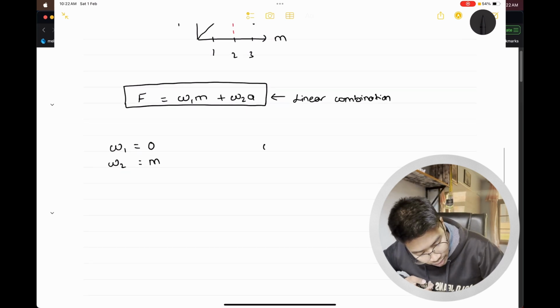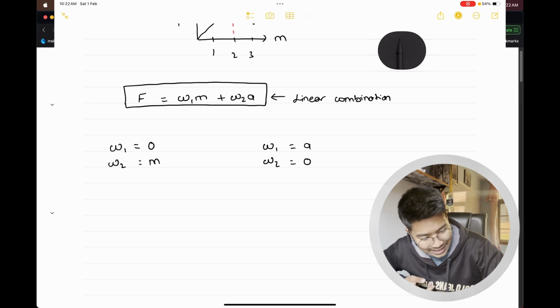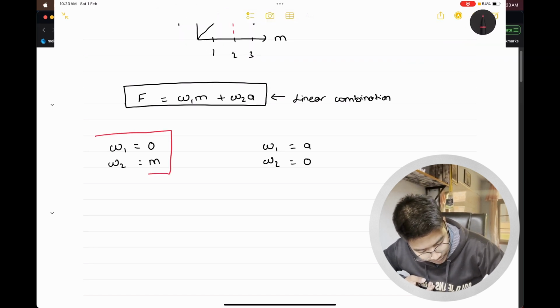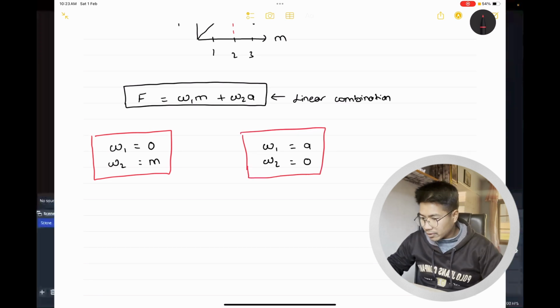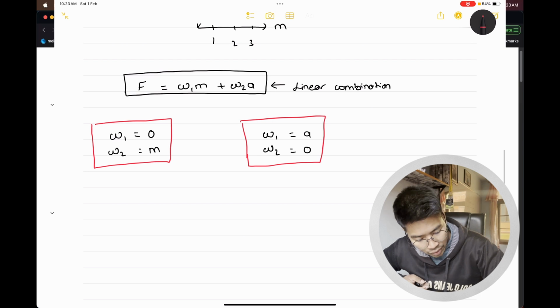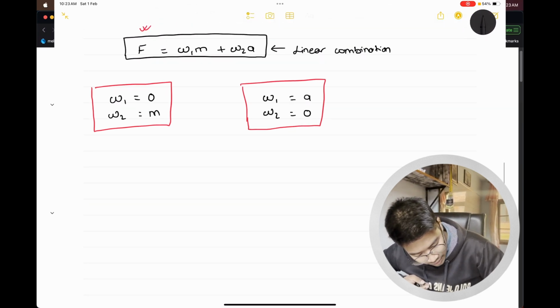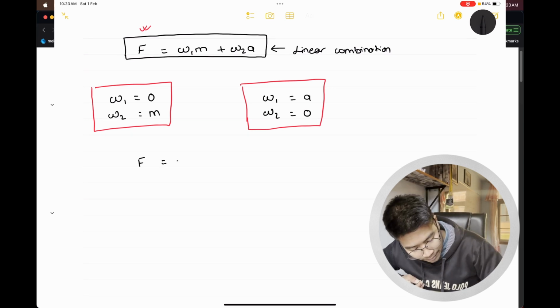And you could do it the other way as well. You could say w1 is m a and w2 is 0. So for these inputs, this guy over here and this guy over here, for these two, you'll realize that this equation, so f, will give you the value of f is equal to ma.